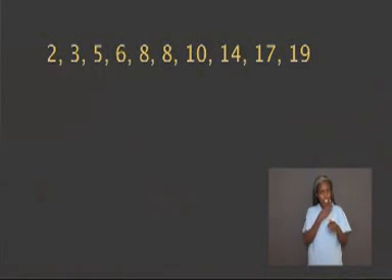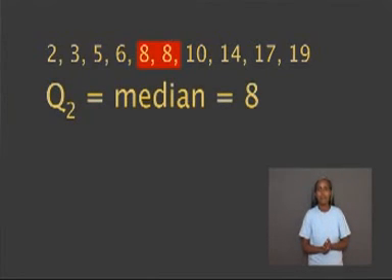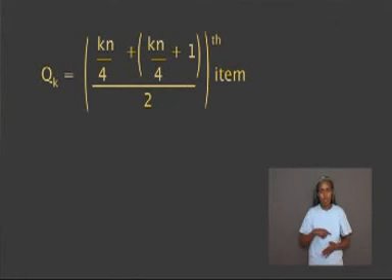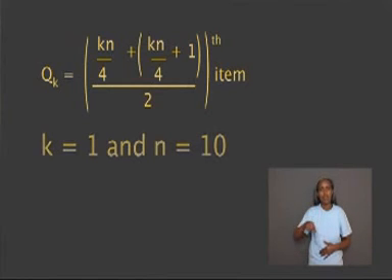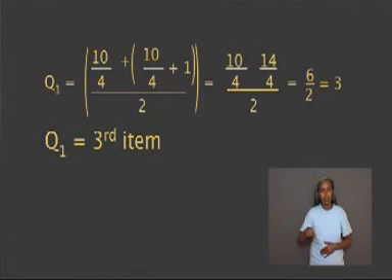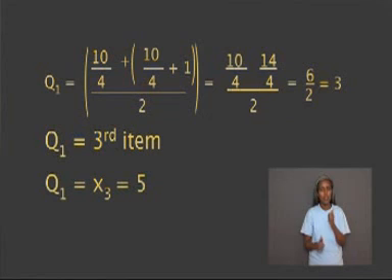Our first step is to arrange the data in ascending order. The median will be the average of the 5th and 6th numbers. Since both numbers are 8, the median will be 8. Next, we take our formula for determining the quartiles. To find the first quartile, k equals 1 and n equals 10. By substitution, we find the first quartile to be the third item in our list, which is the number 5.